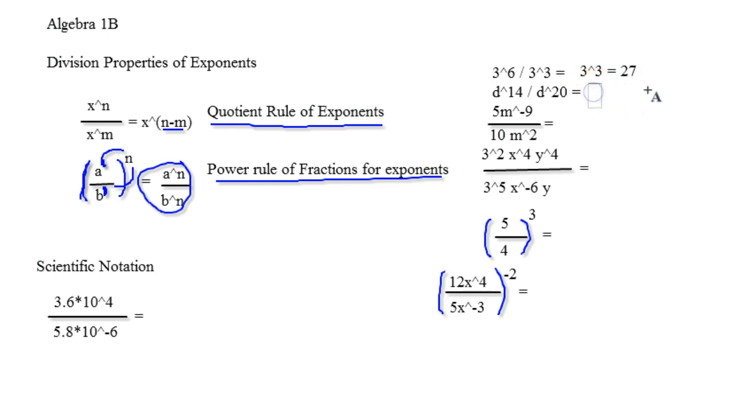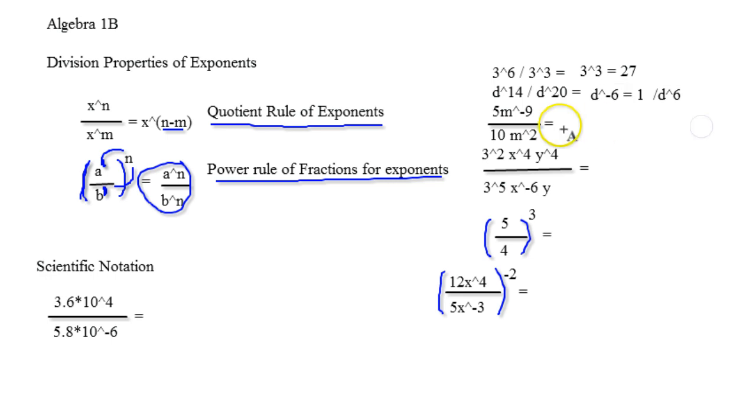Now on this one, d to the 14 over d to the 20, they're both d, so you go 14 minus 20, that becomes -6. So this becomes d to the -6. Now, this was the original reason we dealt with negative exponents: what if the exponent on the bottom is larger when we subtract? Well, when that happens, just go ahead and flip it to the reciprocal. So this just becomes 1 over d to the 6.